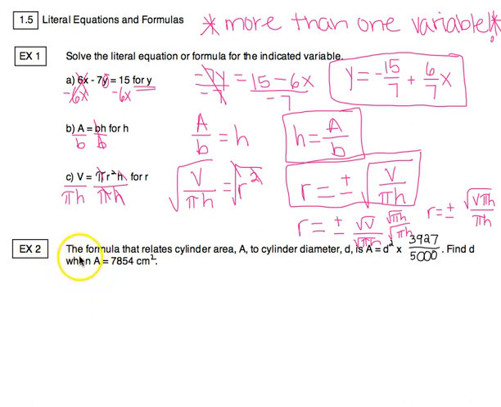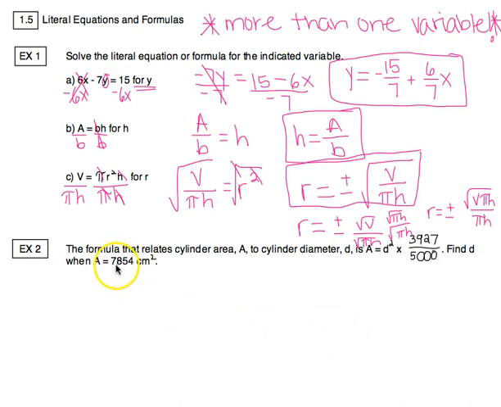All right, last one. The formula that relates cylinder area to cylinder diameter is A equals D squared times 3927 over 5,000. Find D when A is 7,854 square centimeters. So a lot of times when we're working with formulas or with literal equations, they'll give us that formula or equation and then ask us to find one when you know the other. So this is just a plug and chug.